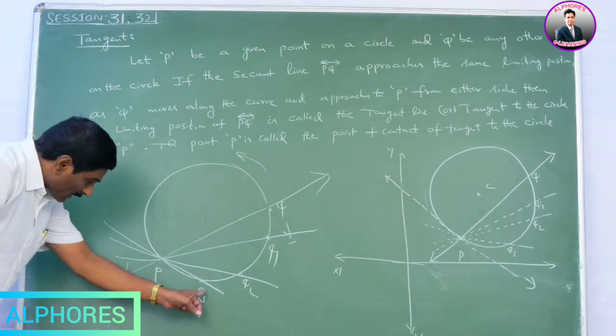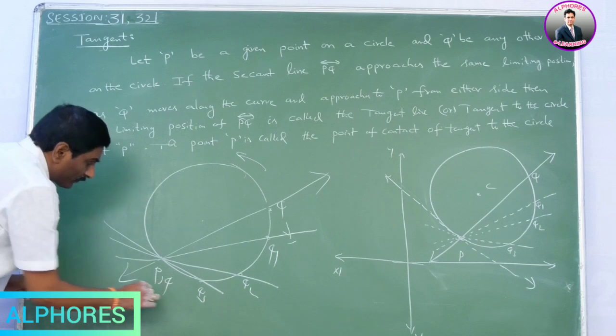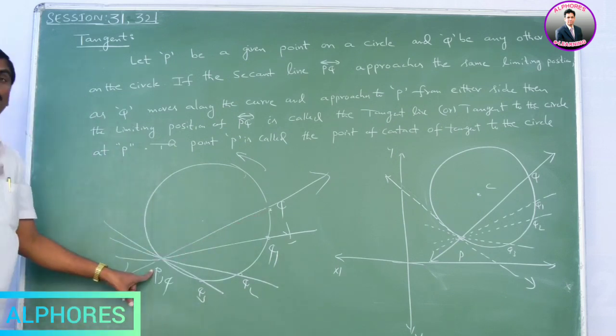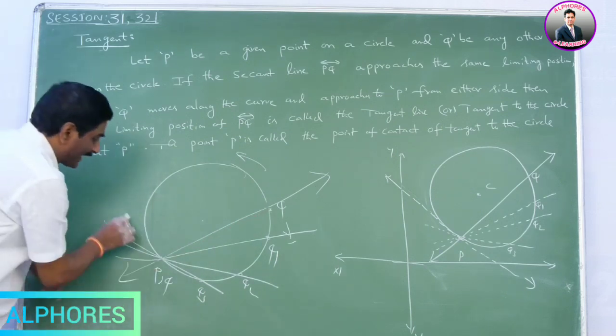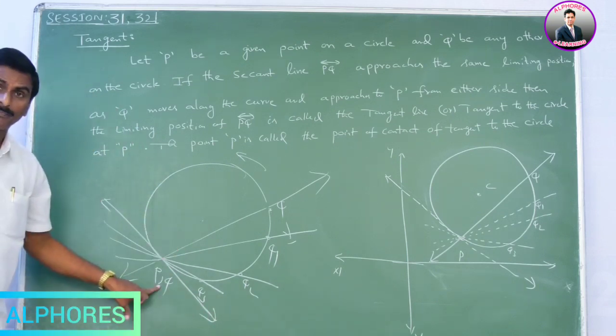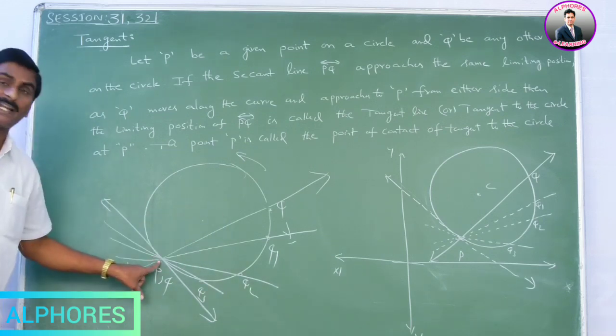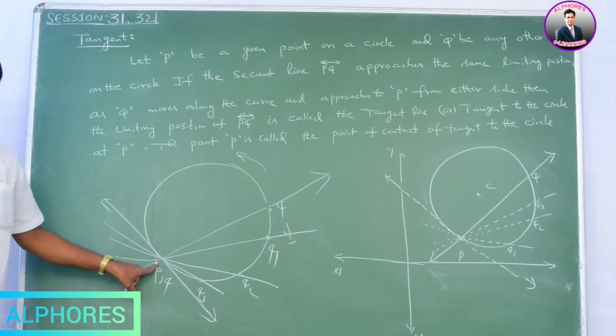In this way, suppose this point Q approaches P, that means both P and Q coincide, then the secant line reduces in this way. In this case, the line does not cut the circle, it touches the circle at P. So this line is said to be a tangent at P. Here P is said to be the point of contact.